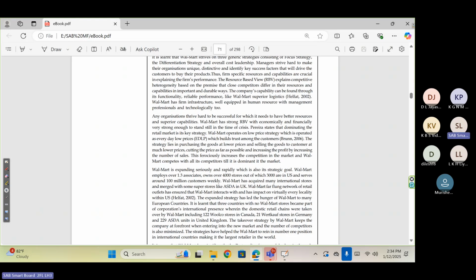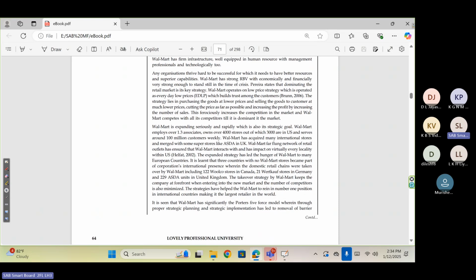This forcibly increases the competition in the market, and Walmart competes with all its competitors till it is dominant in the market. Right. Then, with this, Walmart is expanding seriously and rapidly, which is also its strategic goal, expansion.